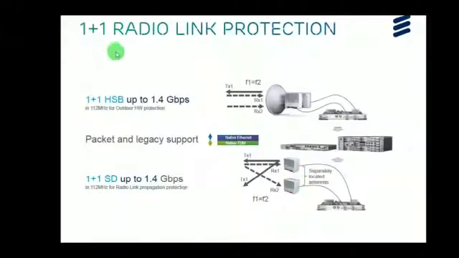So next one is 1+1 radio link protection. 1+1 hot standby up to 1.4 Gbps. Hot standby configuration. So in hot standby configuration, only one transmitter is active, the other transmitter is in standby mode. Simultaneously both receivers are working.